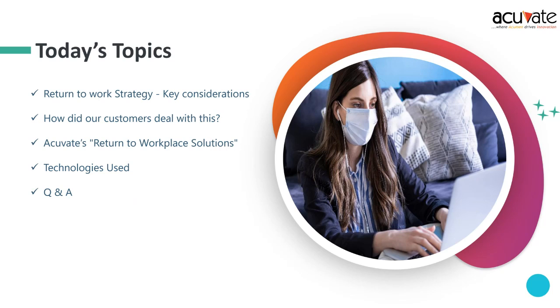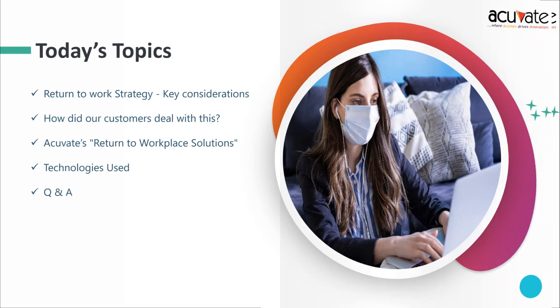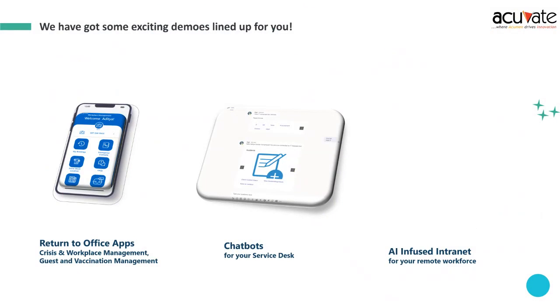So just to quickly lay out the agenda of what today's webinar is going to be about. To start, we'll look at the key considerations for our return to work strategy for organizations, then how do customers deal with this, and we'll also look at examples of how organizations have adapted to the new normal successfully, followed by a walkthrough of Activate's return to workplace solutions, which is powered by a lot of the Microsoft technologies that you may already have in your Microsoft suite as well, being on the Power Apps side. And then finally, we'll take up any questions that you might have. You can type them into the chat, and we'll answer some of the questions, and then also some of the more common questions that we've seen.